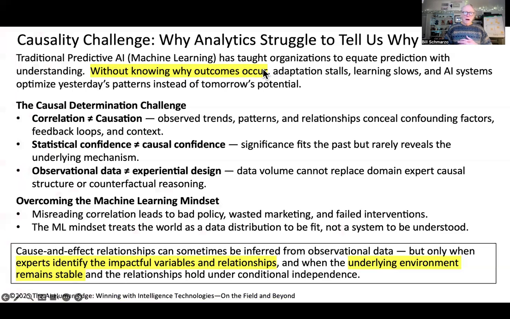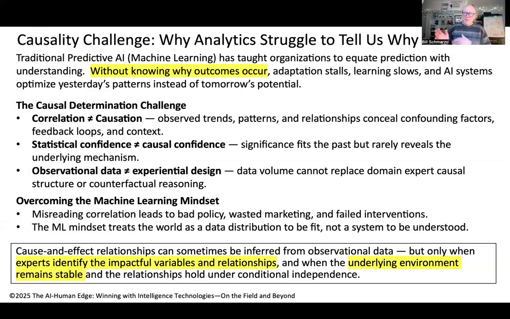We've talked about why analytics struggles to tell us why what's going on, right? Without knowing why outcomes occur, our AI strategies are likely to fail. And a lot of it has to do with the fact that correlation is not causation, right? Because something happens, we don't know why it happens, and therefore, if we don't know why it happens, we can't set up for experimental design or experiential design.